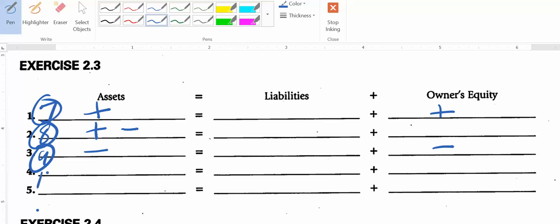And last, number 10, paid $6,000 to a creditor on account. A creditor is somebody that we owe money to, so a payable account. So if we paid money, paid cash, we're going to decrease our cash account, and we're going to decrease our liability. Okay, that should take us through exercise 2.3.